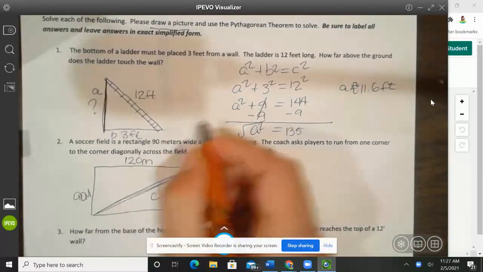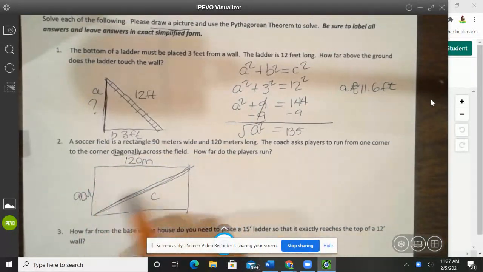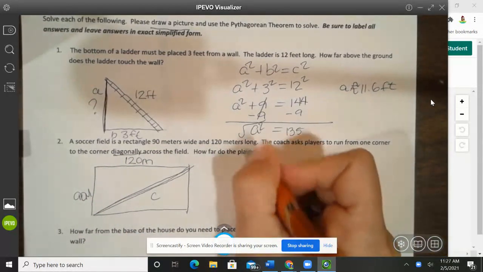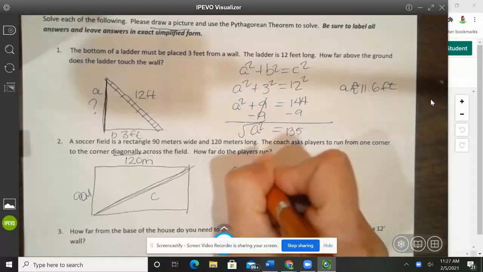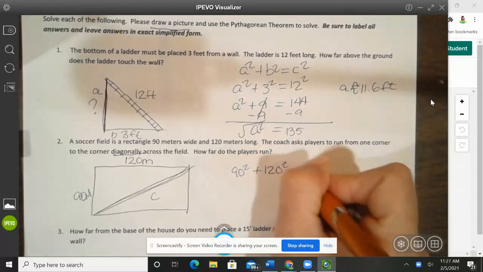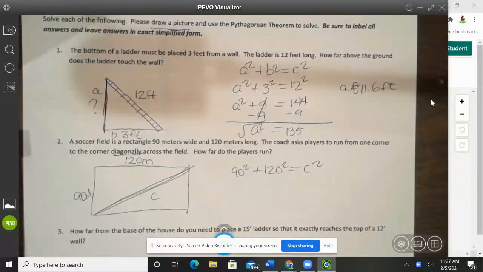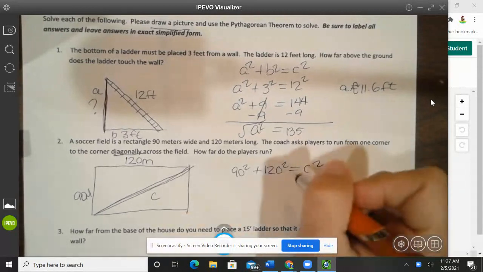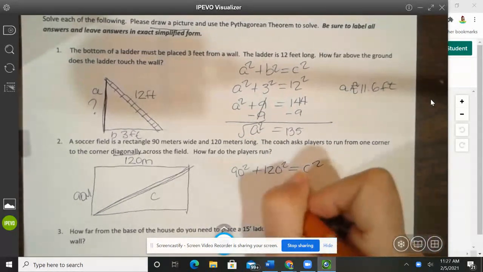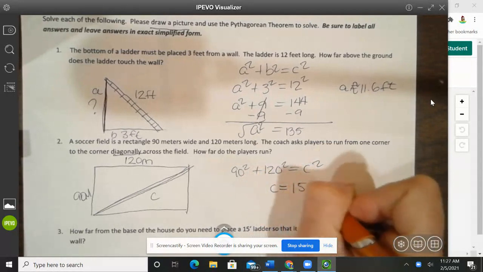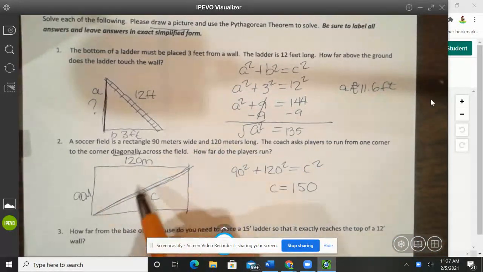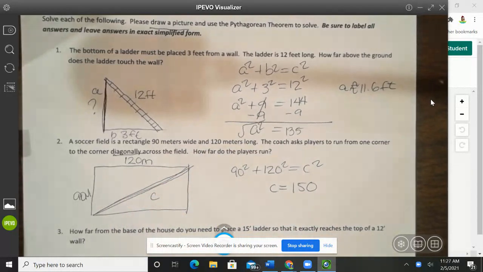So usually the word diagonal right here tells you that you're going to be looking for C squared. So let's do that. We have 90 squared plus 120 squared equals C squared. Let's put that in the calculator. 90 squared plus 120 squared equals, and then take the square root. That's 150. So C equals 150. Does it make sense? Yes, it's bigger than both. That's good.